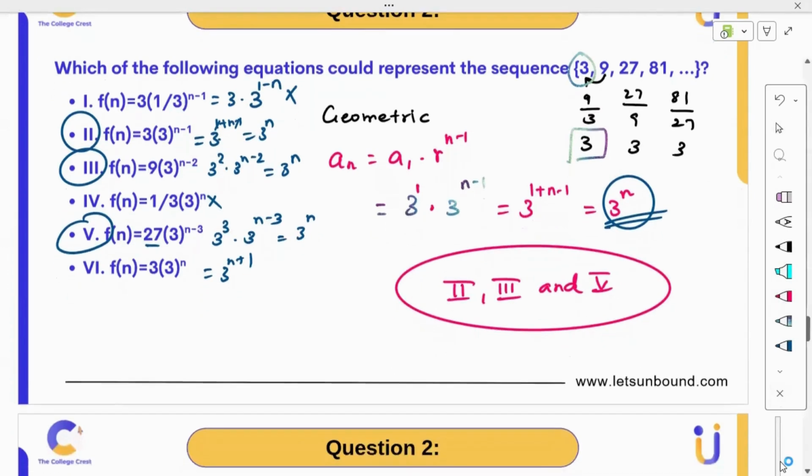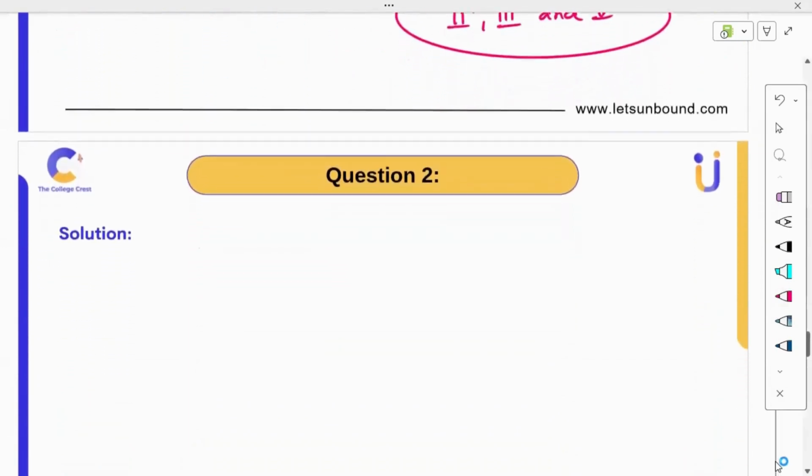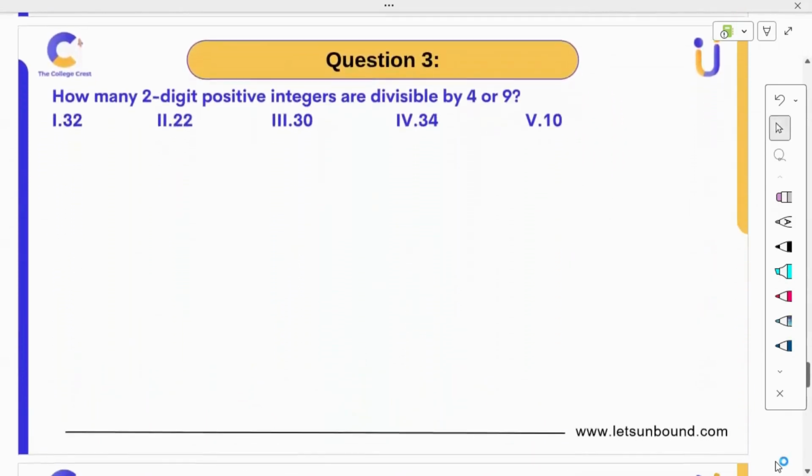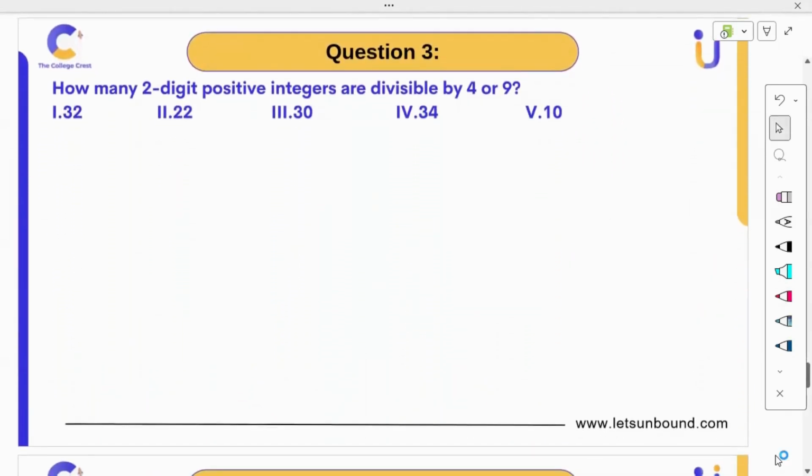Right. And moving to the third question of this. How many two-digit positive integers are divisible by 4 or 9? Yes, this is an arithmetic sequence based question. So first let's find two-digit numbers divisible by 4. How will you find it?